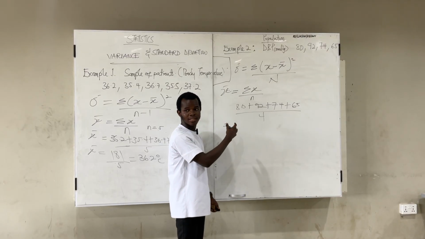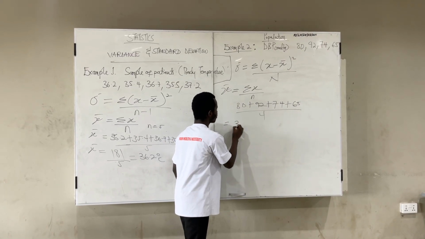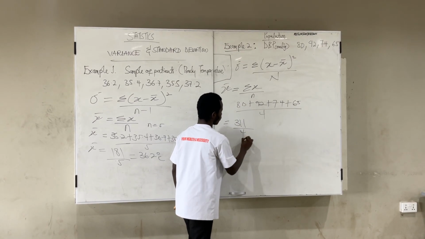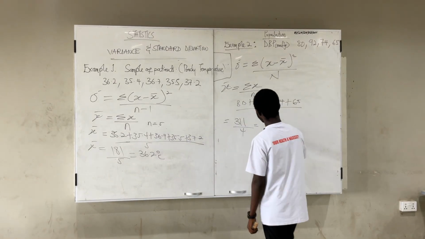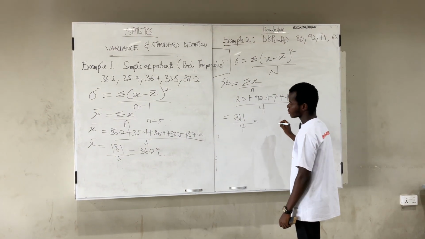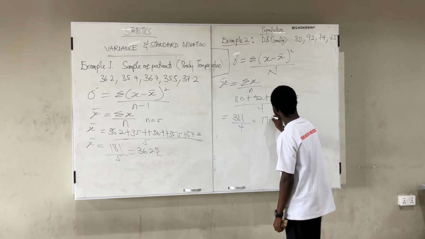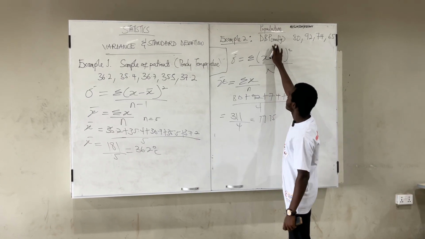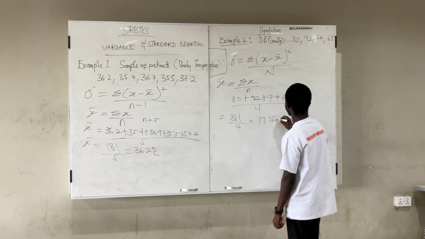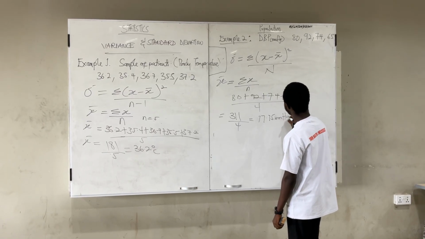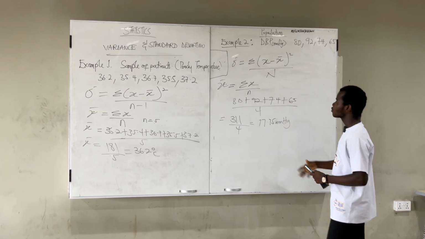So first you compute the numerator, then you divide. So you get 311 divided by 4, which will give you 77.75. It is in millimeters of mercury, which is mmHg. Now you have your mean.